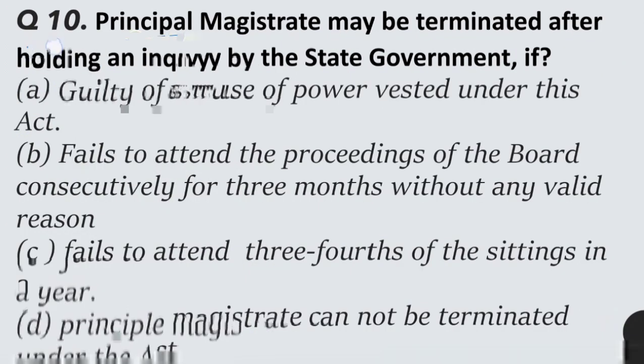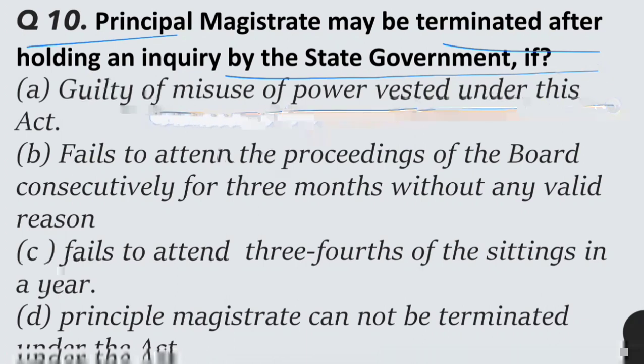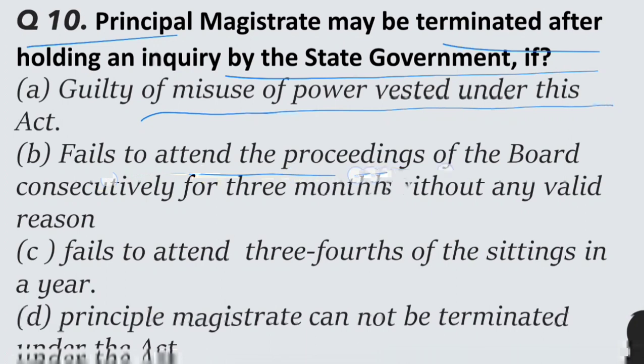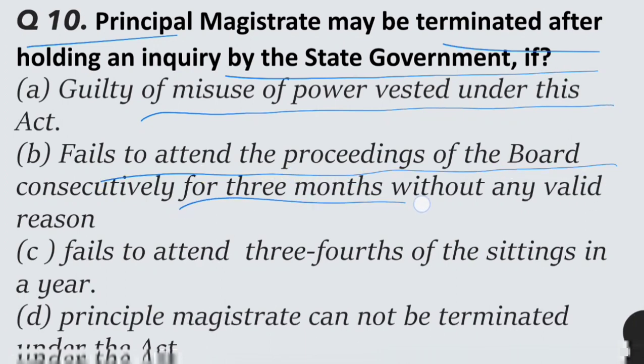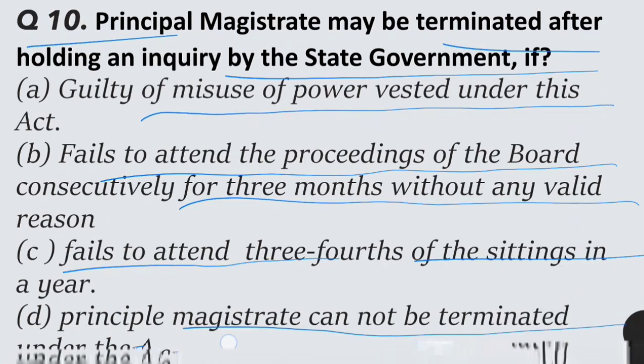Next question is principal magistrate may be terminated after holding an inquiry by state government if. A says guilty of misuse of power vested under this Act. B says fails to attend the proceedings of the board consecutively for 3 months without any valid reason. C says fails to attend 3/4 of the sittings in a year, and D says principal magistrate cannot be terminated under the Act. If you read the provision properly, this implies that the principal magistrate cannot be terminated under the Act. So D is the right option.